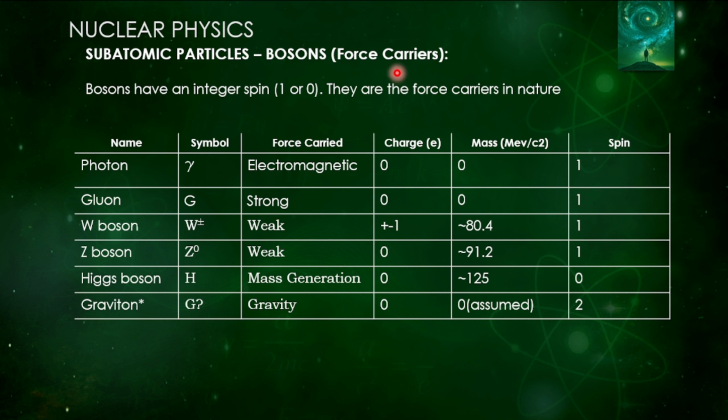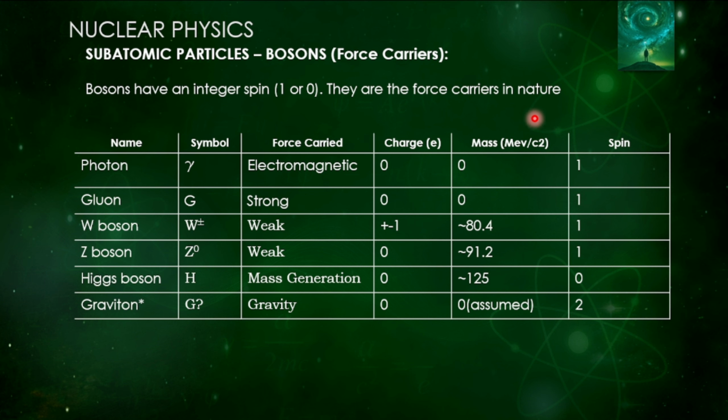Bosons. This type of particles, the bosons, are actually force carriers. They carry force. Bosons have an integer spin, meaning 1 or 0, or 2 for the graviton, which is a little bit theoretical. They are the force carriers in nature. They are the particles that actually carry force.